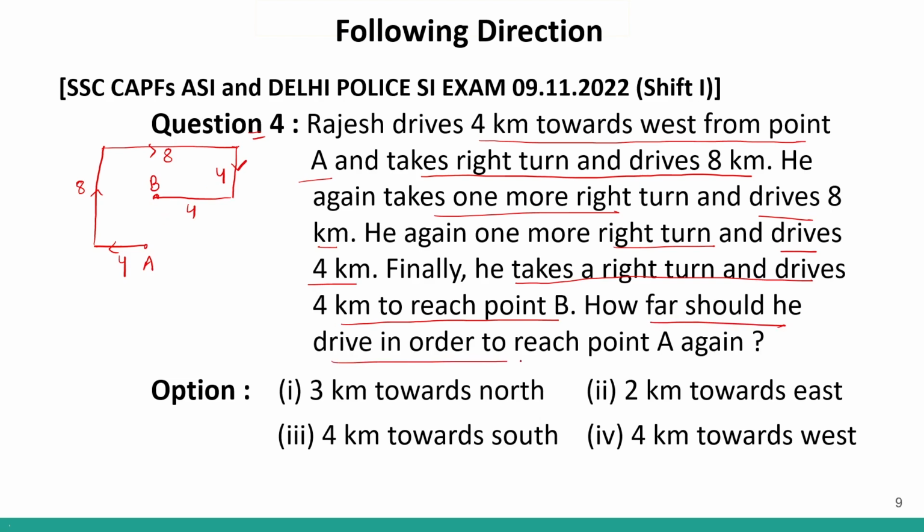How far should he drive in order to reach point A again? So A is over here, B is over here. If this total is 8, this is 4 and this is 4, that means A and B will fall in the same line, correct? Now, this is 8 and this is 4. So this remaining distance between A and B will also be equal to 4. So towards which direction he has to drive? He has to drive towards south. And how much? 4 kilometers. So 4 kilometers towards south. Therefore, our answer will be option number 3, 4 kilometers towards south.